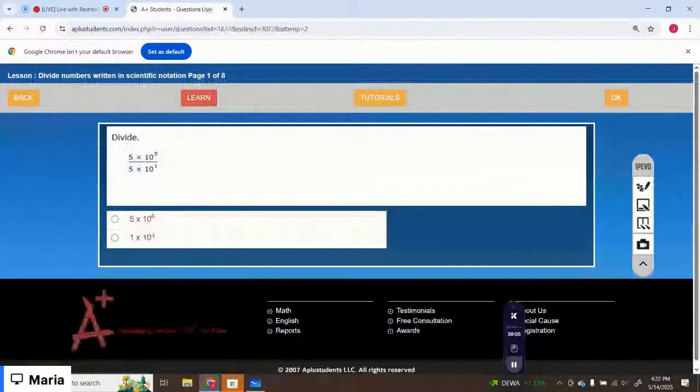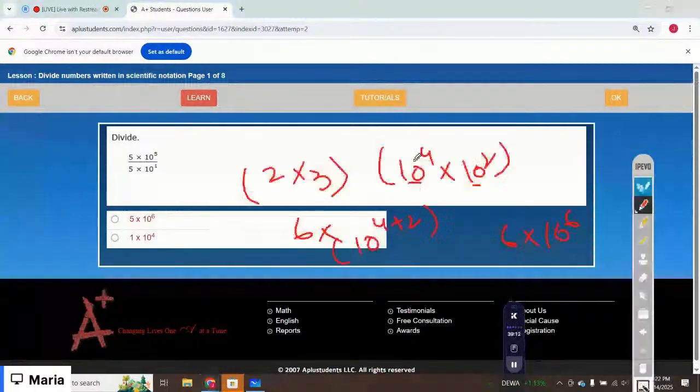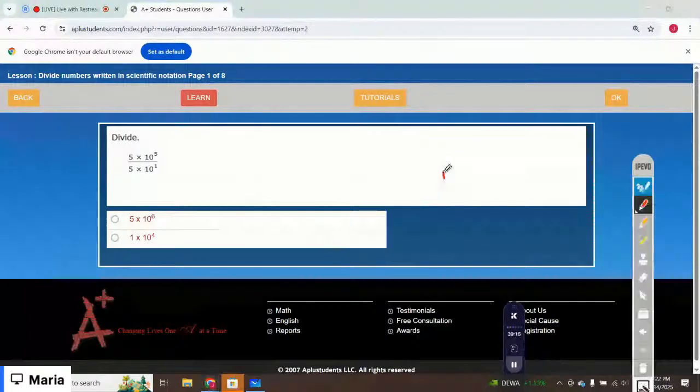Okay, 5 times 10 exponent 5. So 5 divided by 5 is 1. Now look at the powers of 10. If they have the same base, we need to subtract the exponents. So 5 minus 4 is 1, and the answer is 10 exponent 1.